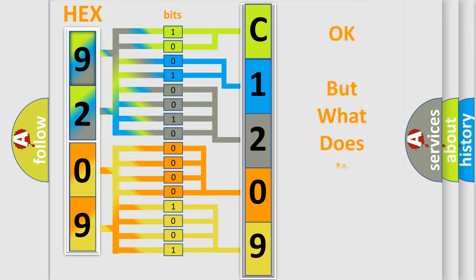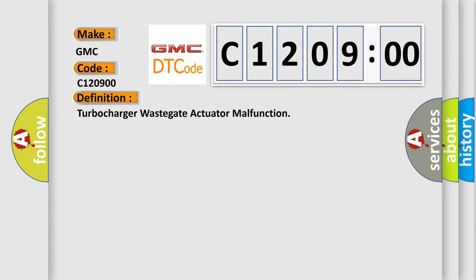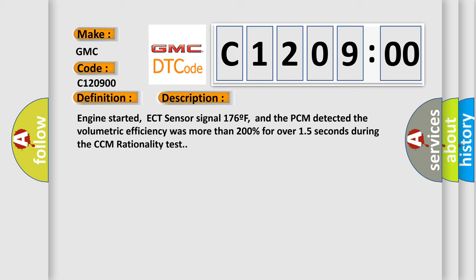The number itself does not make sense to us if we cannot assign information to what it actually expresses. So, what does the Diagnostic Trouble Code C1209-00 interpret specifically for GMC car manufacturers? The basic definition is Turbocharger Wastegate Actuator Malfunction.